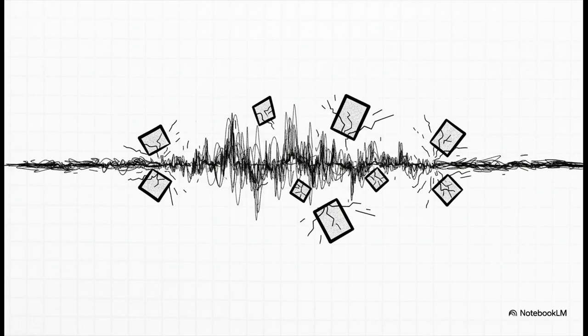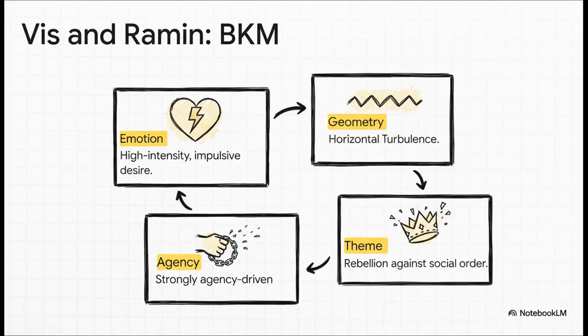First up, we have the ancient story of Yusuf and Ramin. Our model maps this romance as a really clear case of what it calls horizontal turbulence. And you can totally see why. This is not some gentle, evolving love story. Nope. This story is driven by impulsive, super high-intensity desire. It's like a rebellious natural force that is constantly crashing up against the rules of society.